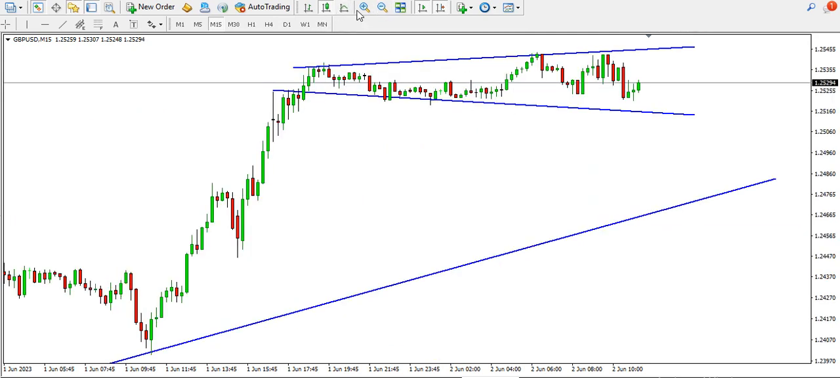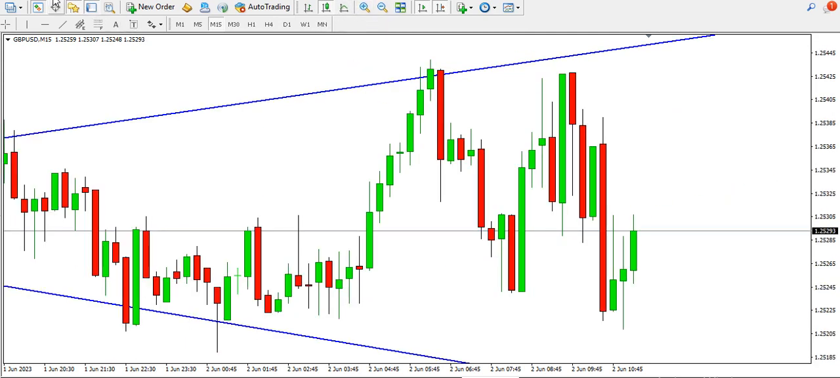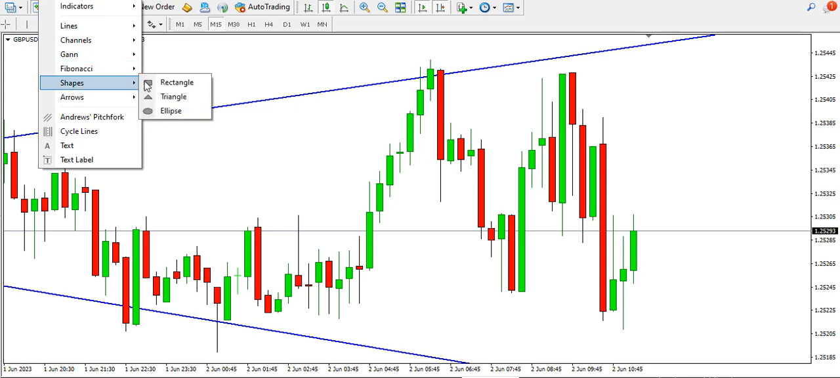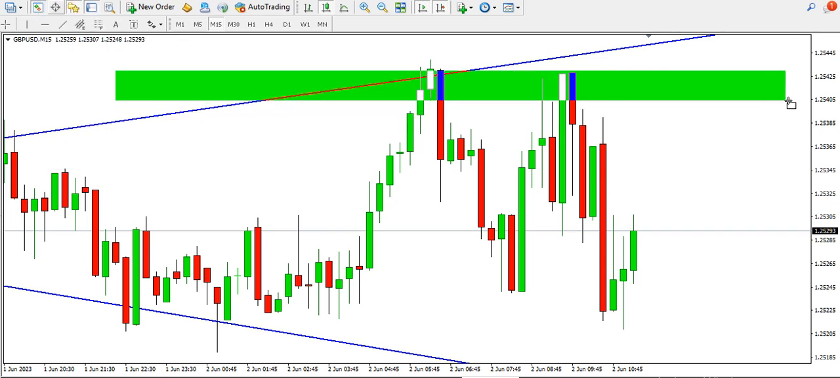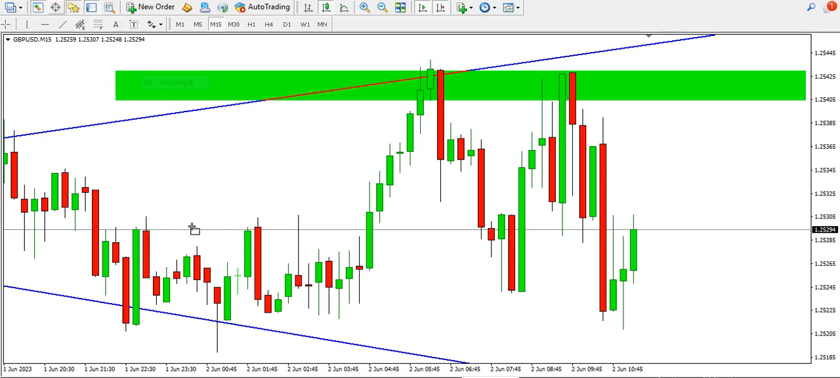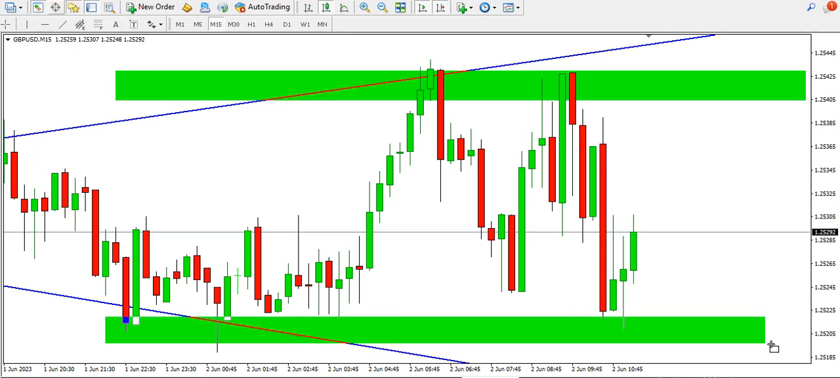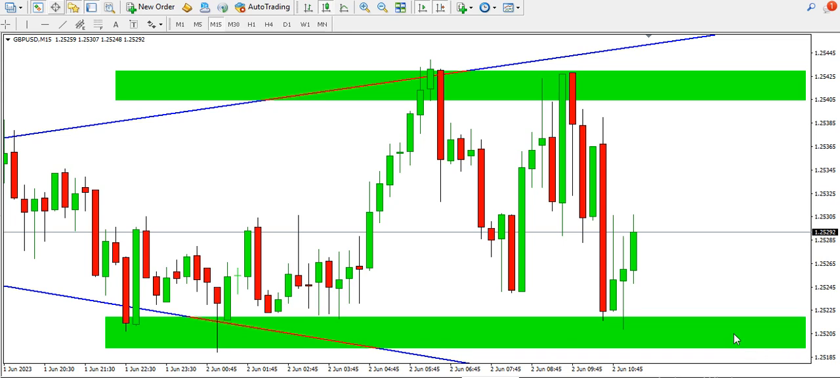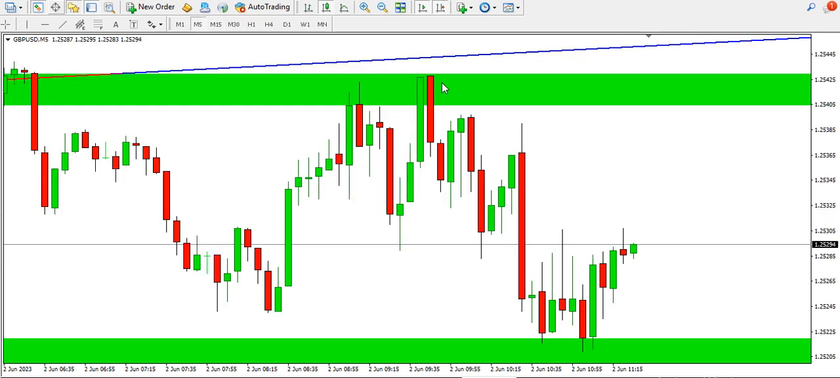It's still ranging. We have the range top for GBP USD around here, and then the range bottom is around this point. So you might want to wait for price to break out of the range. That's for GBP USD on the 15 minutes time frame. On the 5 minutes time frame, the price is still ranging.